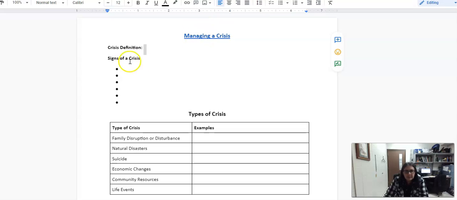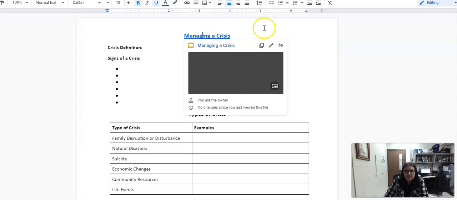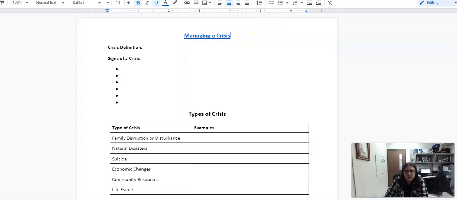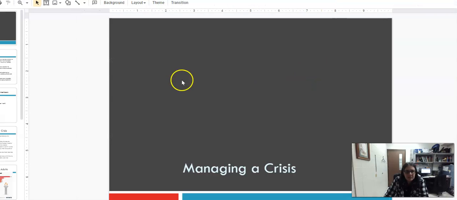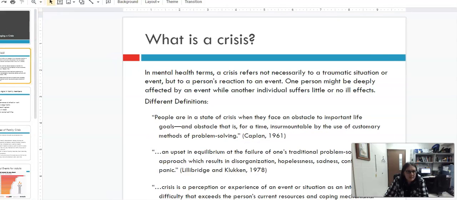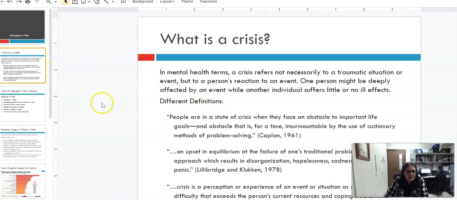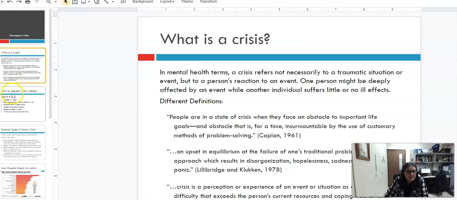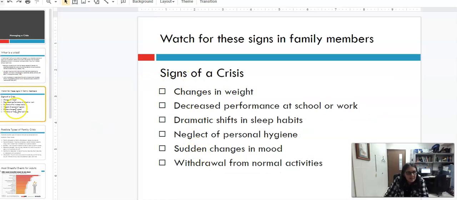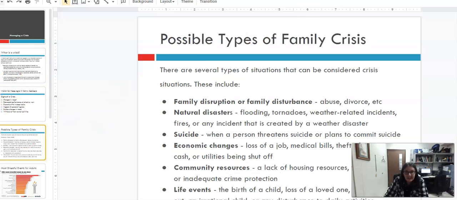So the first part is just your notes on managing crisis. You just have the link right here to the notes. I also have it linked in the folder. This first beginning part is finding that stuff. So managing crisis, you just have the notes right here. It's like, what is a crisis? And then it goes, crisis definition, signs of a crisis. So those are right here. You're just gonna plop them in there.